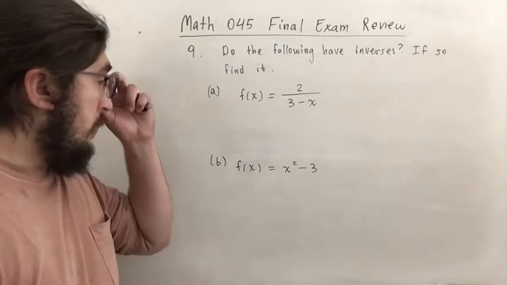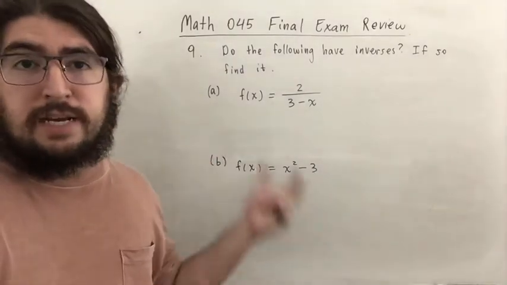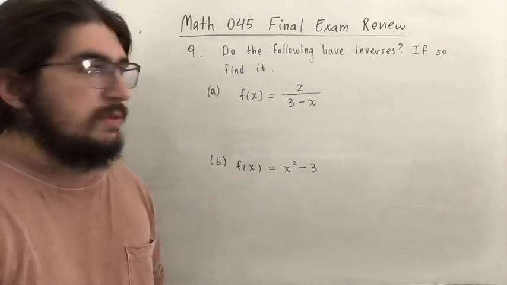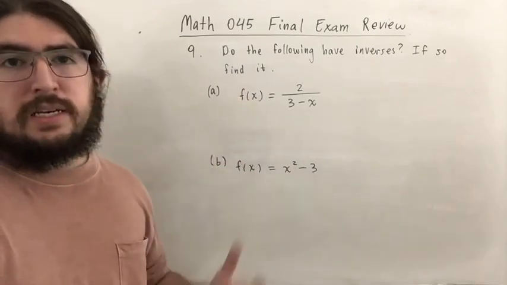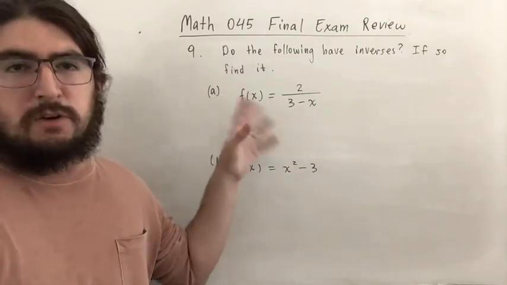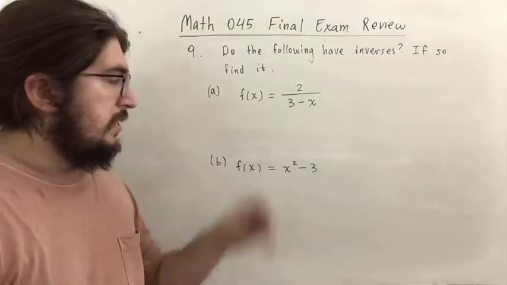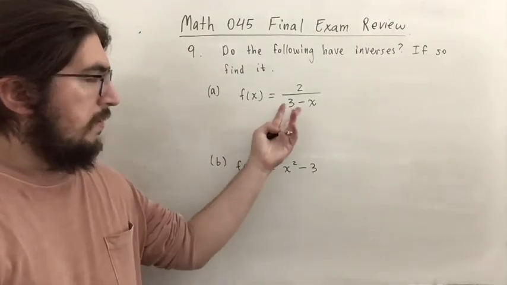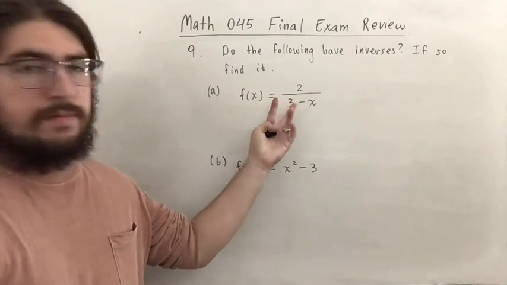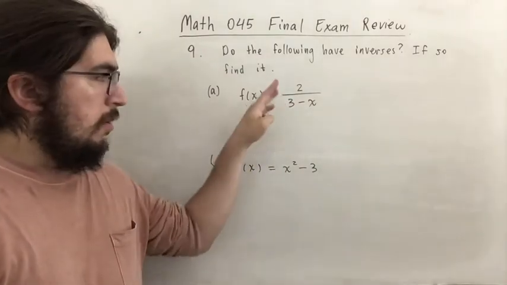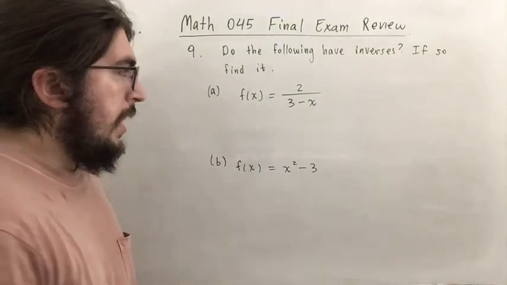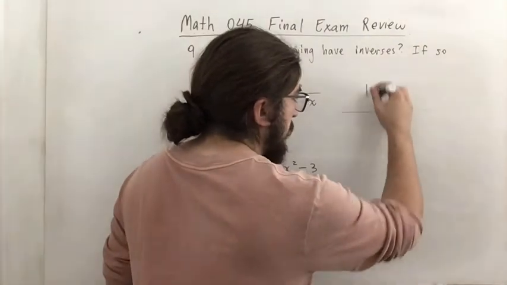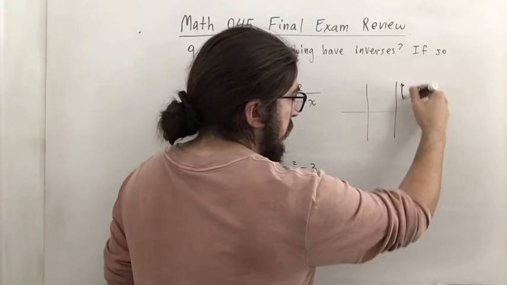All right, so for this problem number 9, we're asked to find if there's an inverse, and if there is, find the inverse. So for this function here, there actually is an inverse. And you can kind of consider graphing a rational function like this that has a vertical asymptote at 3, right, when the denominator is 0, and a horizontal asymptote at 0 because the degree of the top is smaller than the degree of the bottom.